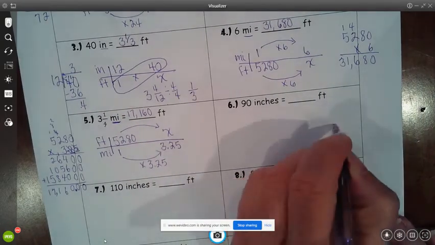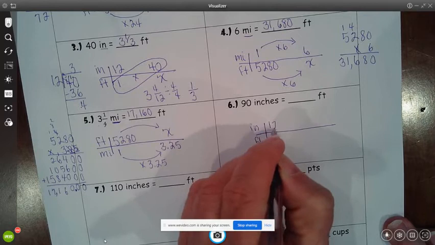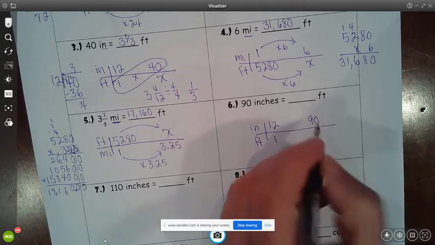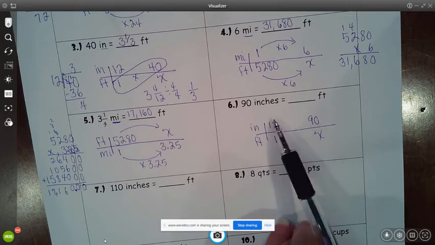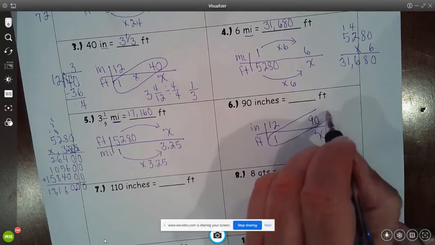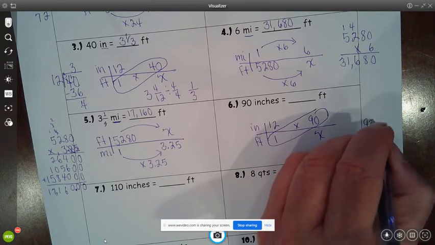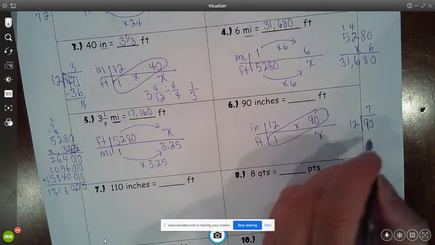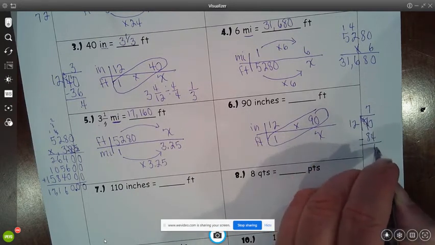Okay, we have inches and feet again. 1 foot, 12 inches. And then we're going to plug in the 90. On this one, I do not know a number. We'll multiply by 12 to get 90 evenly. So again, we're going to do the diagonal multiplication and then divide it by what's left. So we have 90 divided by 12. And I know 12 times 7 is 84. And then we'll subtract it and it'll be a 6 remainder.